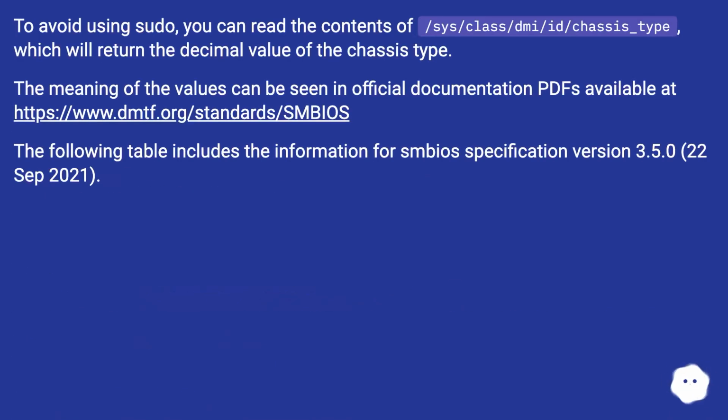To avoid using sudo, you can read the contents of this file, which will return the decimal value of the chassis type. The meaning of the values can be seen in official documentation PDFs available at this URL. The following table includes the information for SMBIOS specification version 3.5.0, the 22nd of September 2021.